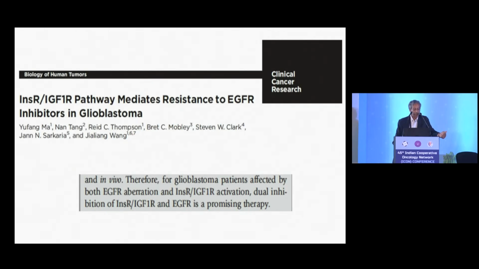The other pathway that can produce resistance to the EGFR inhibitors is the IGF-1R pathway, and this is one of the papers talking about blocking this pathway as well.